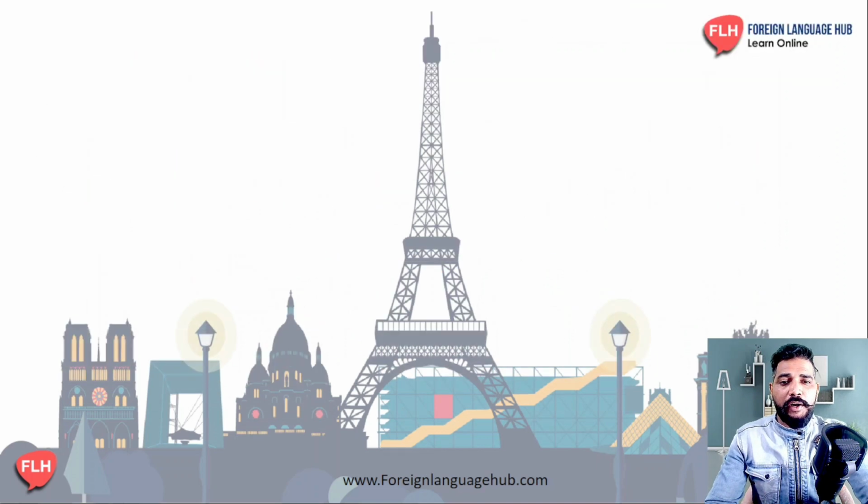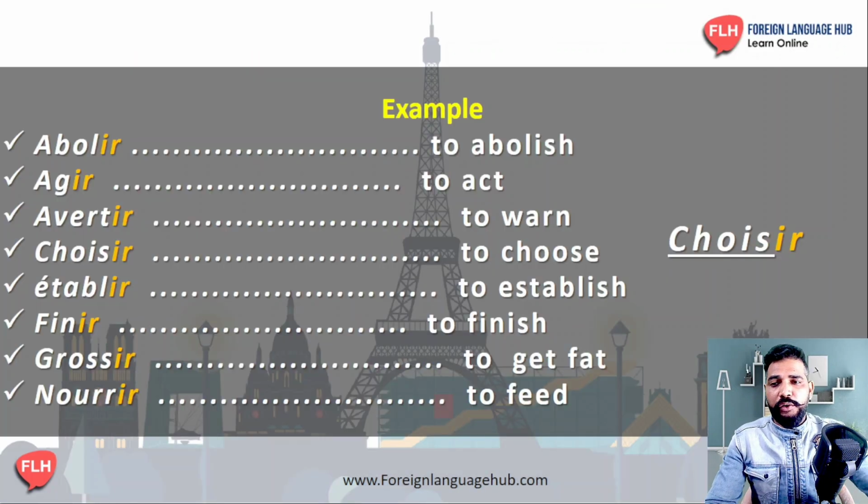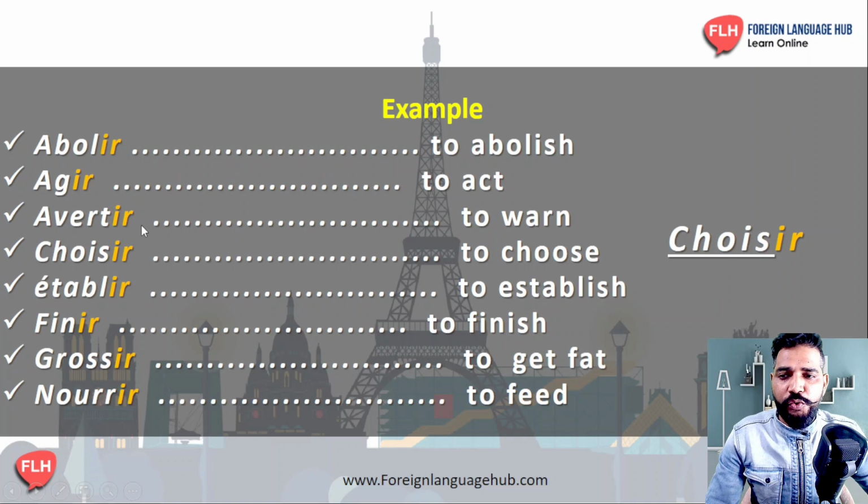So what is an IR ending verb? IR ending verbs are those verbs which have the ending IR at the end. Basically it's the second group of French verbs. The first one is the larger group that we have already done, ER ending verbs. If you haven't seen that video, you can go through it and then come back to this. And this is the second group, IR ending verbs.